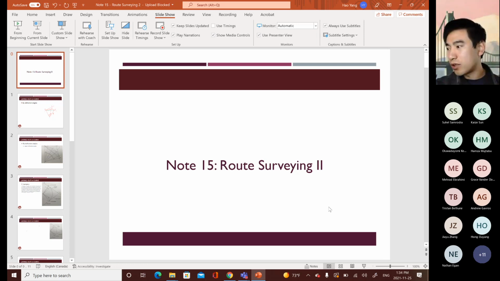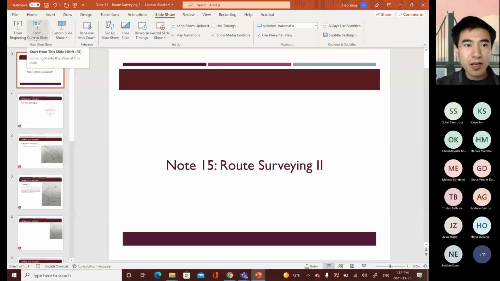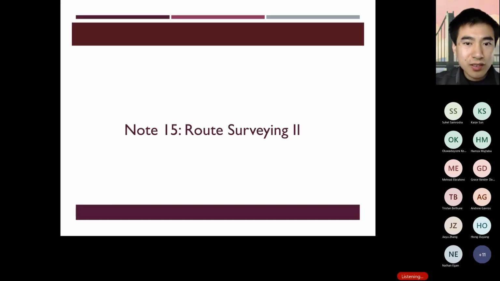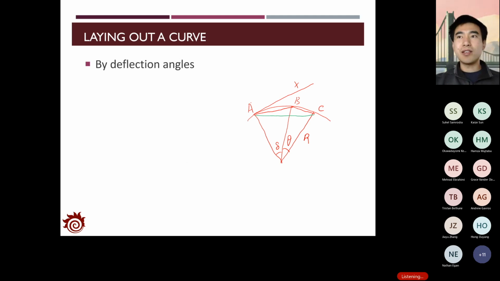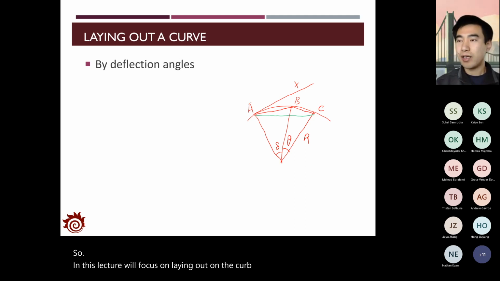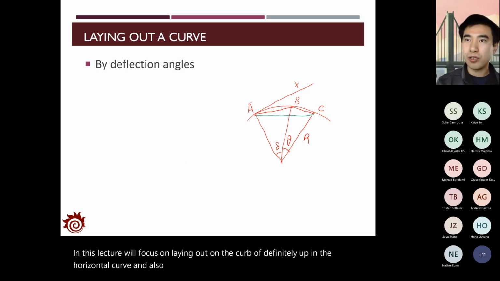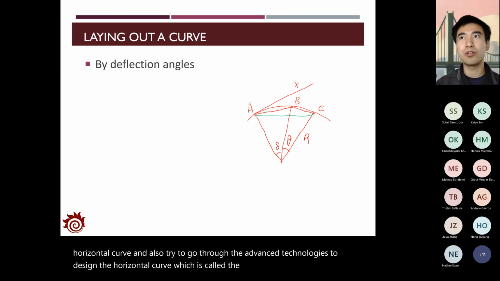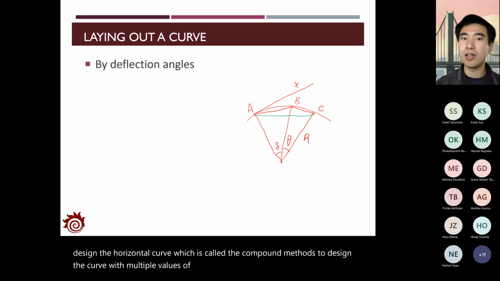With that, I will go through the lecture today, and let me share my screen. So in this lecture, we'll focus on laying out the curve, definitely the horizontal curve, and also go through an advanced technique to design the horizontal curve, called the compound method, to design the curve with multiple values of the radius. There will be more details introduced in this lecture.